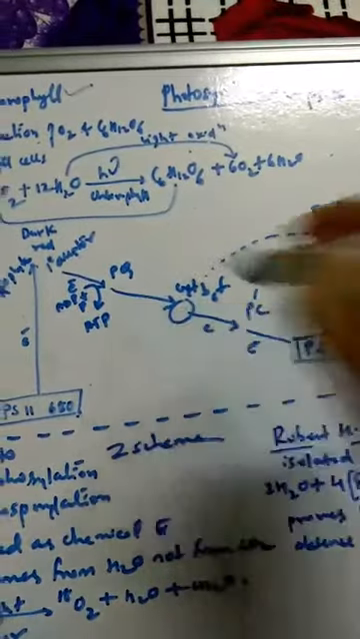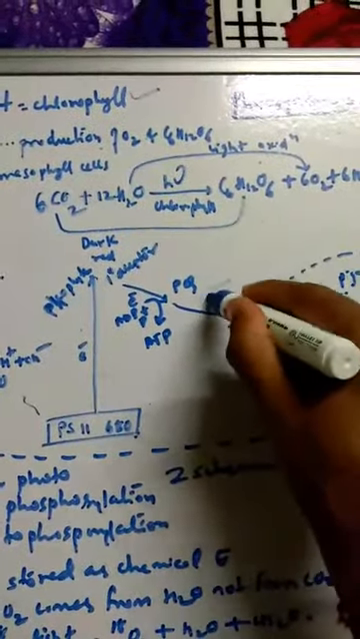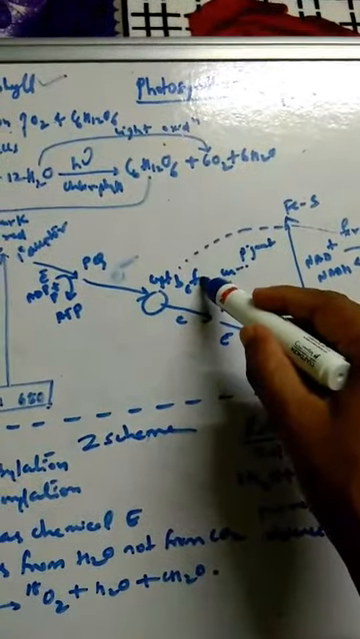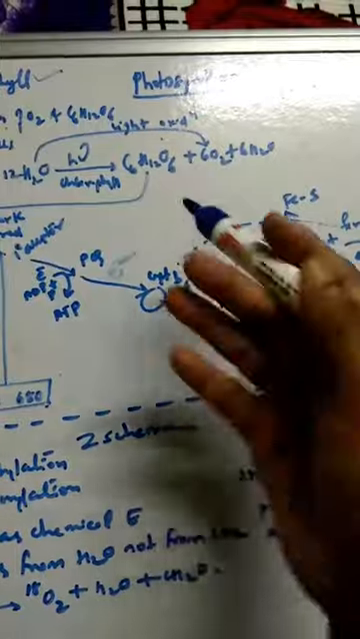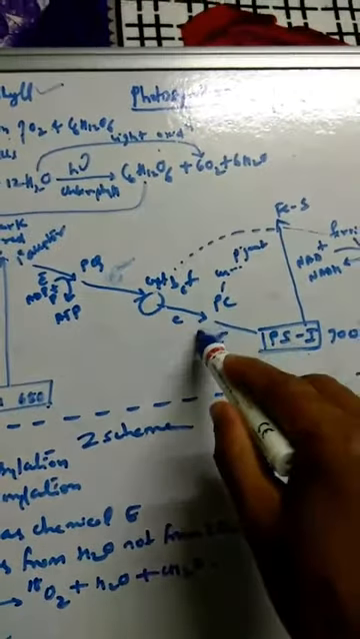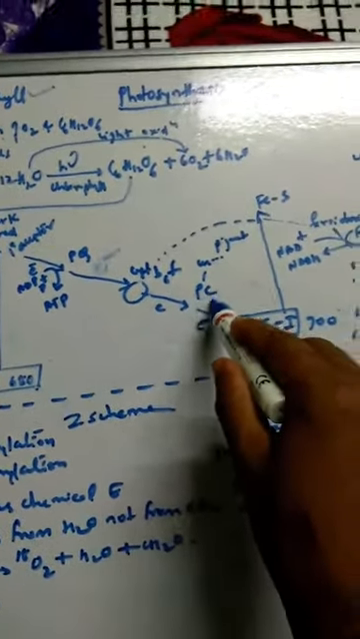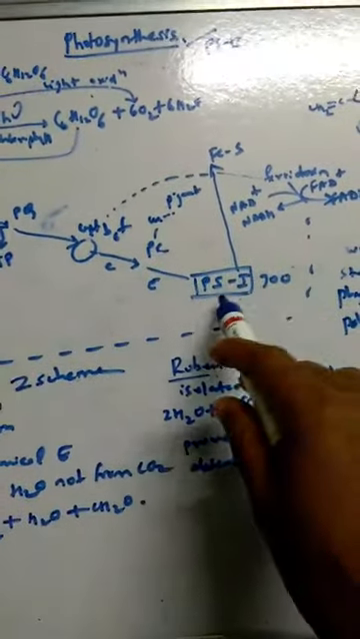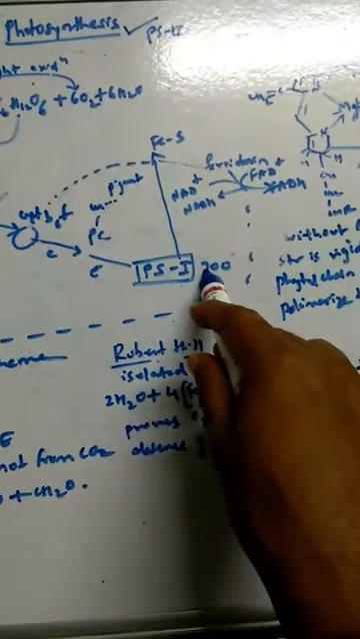Again the electron passes from plastoquinone to cytochrome b6f. This is where the electron passes, the storer of electron. From here again the electron passes to PC, plastocyanin, and from there it goes from PS2 to PS1, photosystem 1, which absorbs at 700 nanometer.